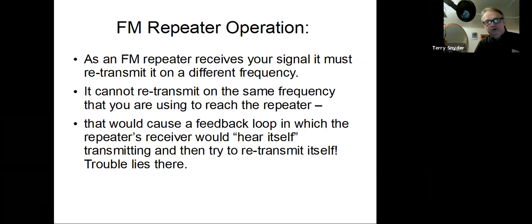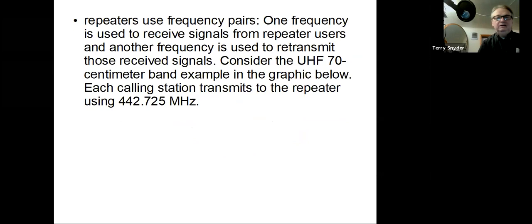And how it works is kind of simple. As an FM repeater receives your signal, it must retransmit it on a different frequency. Here's why. It can't retransmit on the same frequency that you're using to reach the repeater, because of a feedback loop in which the repeater's receiver would hear the transmitter and it wouldn't work. So how do you accomplish that? They use 2 separate frequencies to do it.